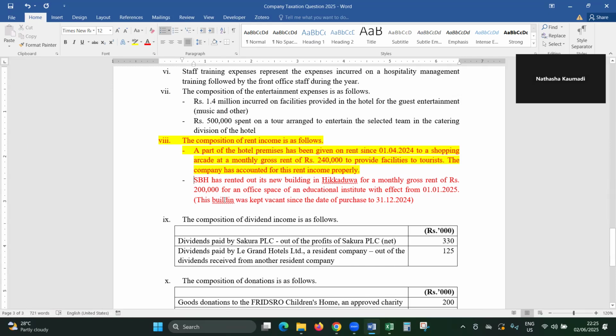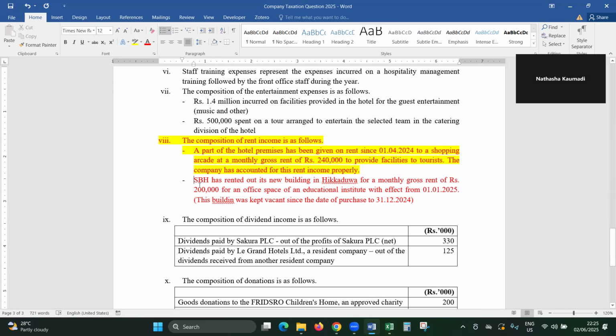And then the second one says that the newly purchased building from Hikkaduwa was vacant from the date of purchase till 1st January 2025. From then onwards, this building has been given on rent to an educational institute. Now, do you think this is effectively connected to the business or purely rent income? This is not effectively connected to the business because it is an educational institute. So this is a rent income. How much is the rent income?